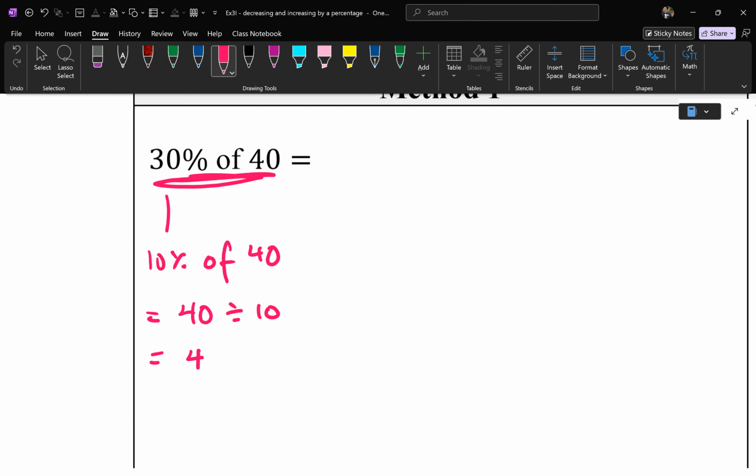Now if 10% is 4, then what is 30% equal to? Can I please have Hamza? If 10% is 4, then what's 30% equal to? Times it by 3. Very good. So what's 4 times 3? 12. Very good. That's it. Because 30% is 3 times that, 3 of those 10s. So if 10% is 4, then 30% must be 12.